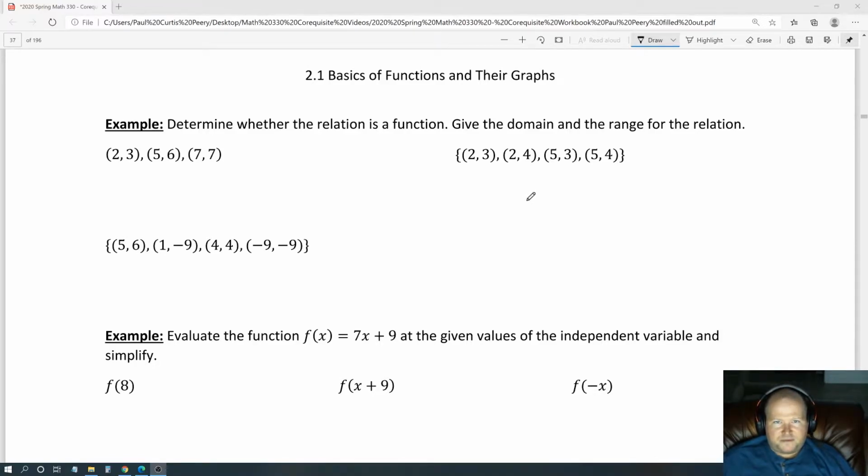2.1 Basics of Functions and Their Graphs. Determine whether the relation is a function. Give the domain and range of the relation. So again, a function is a specific type of relation.